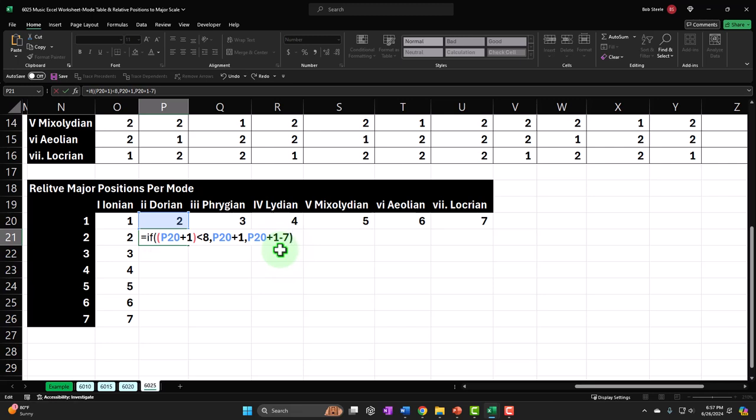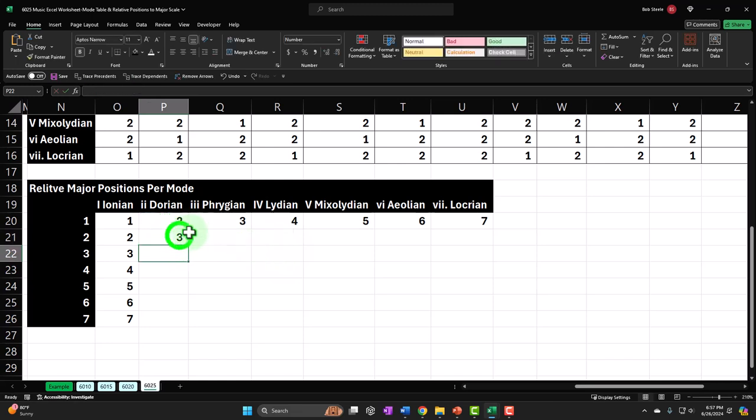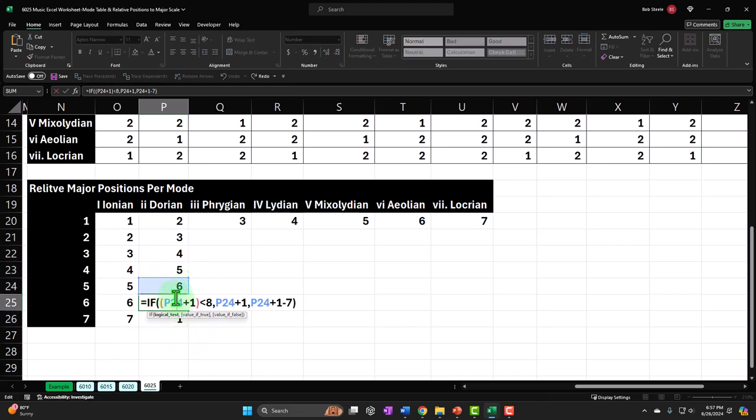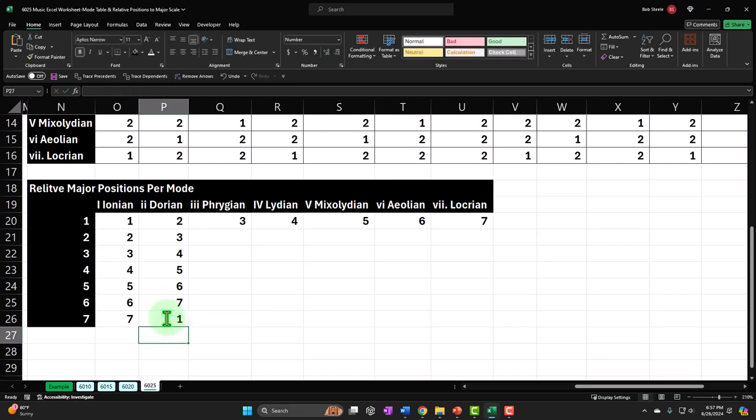So I'm going to say, okay, let's see if that works. What I expect to happen is this is going to go up and then repeat after 7. So boom, there it is, 7. And then it goes back to 1. So that's doing what we want it to do, and we have a nice formula that we can use now, which is nice.